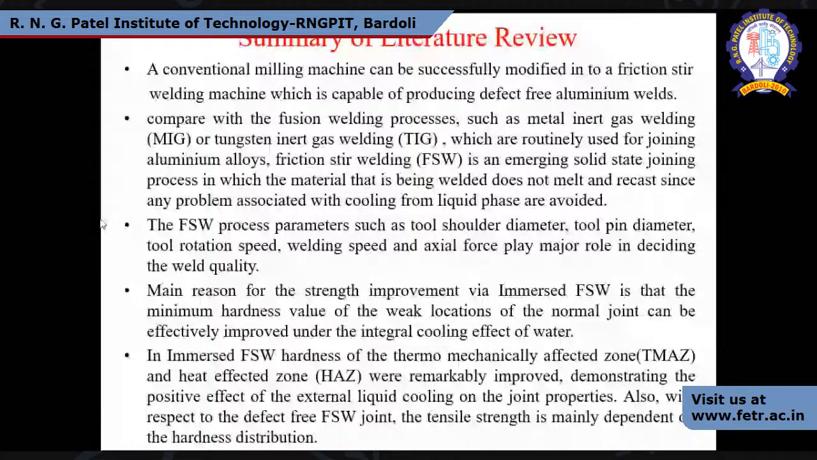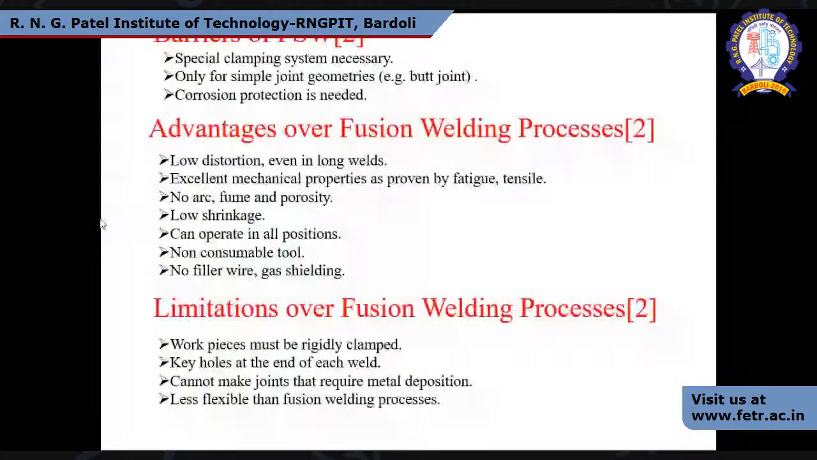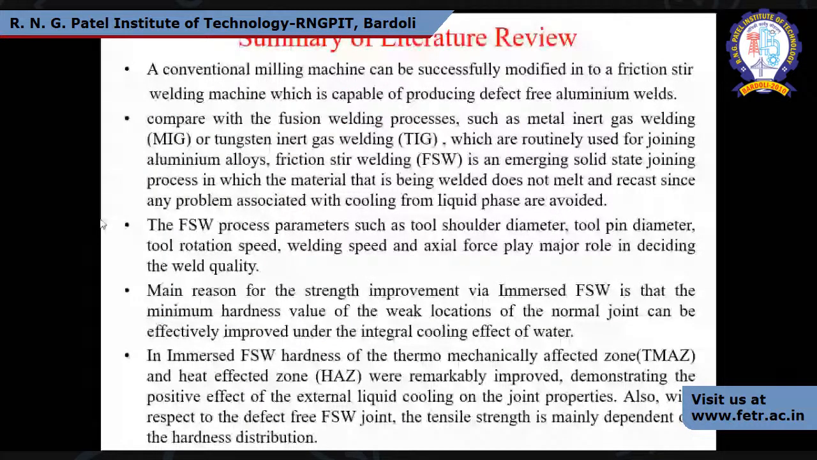Now, the last point in the summary that the researcher did is the hardness of the thermomechanically affected zone in immersed FSW. As we have gone through the basic four zones: the unaffected zone, the heat affected zone, the thermomechanically affected zone, and the weld nugget. In the case of immersed FSW, we can say that the heat affected zone can be remarkably improved, and with liquid cooling, in a particular joint property, we can find a lower hardness and the higher tensile strength as we require. This is related to the basic process fundamentals of immersed FSW compared with air FSW, right? So this is all about what the researcher did in the research.